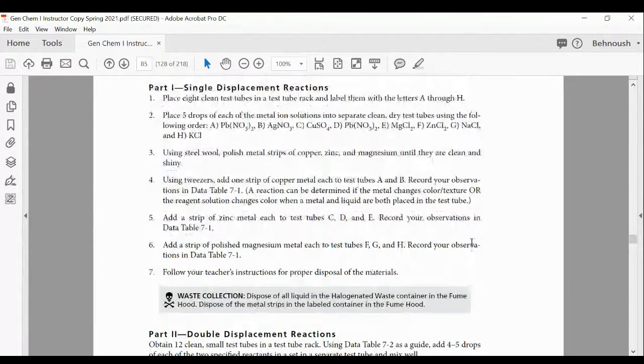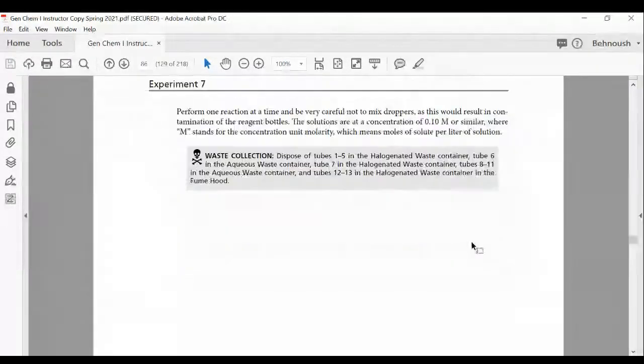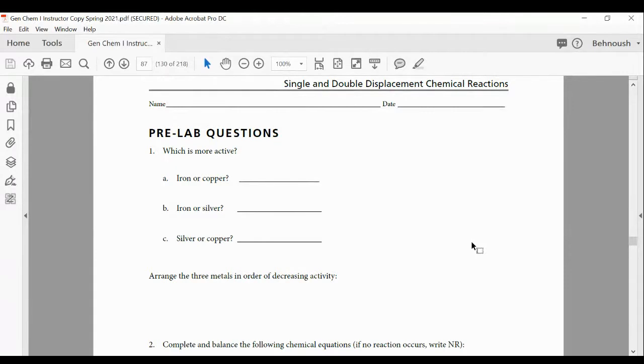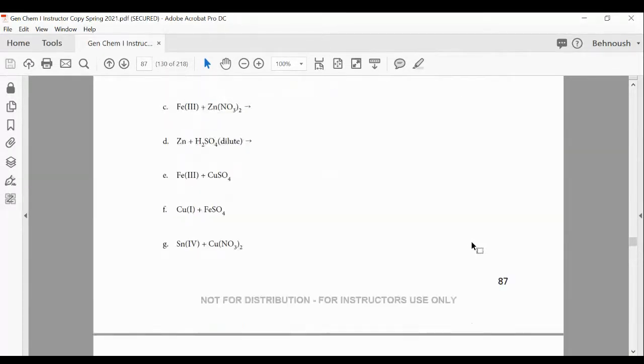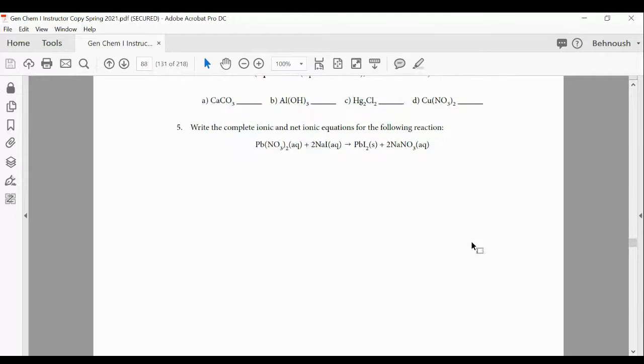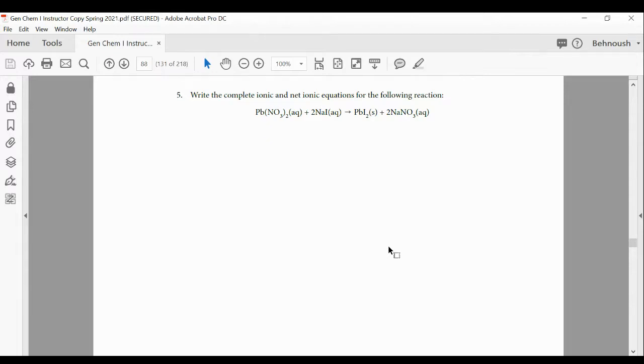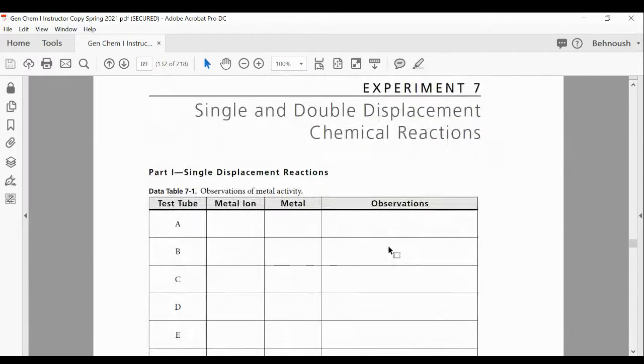Okay. When you watch the video for performing the experiment, just pay attention. You can open it in two separate windows, or share a window, or use a different device. You watch the video and record your observation, because from the video you can only record your observation. And after that, for the single displacement, it asks for your observation and what the metal ion is.